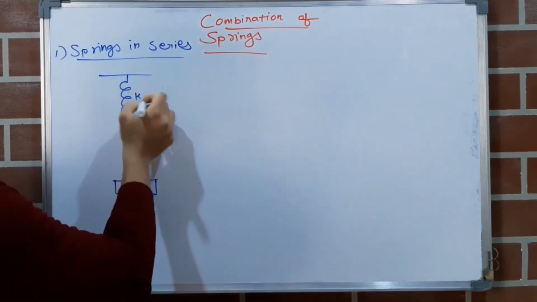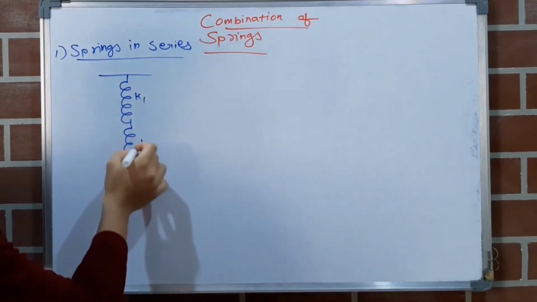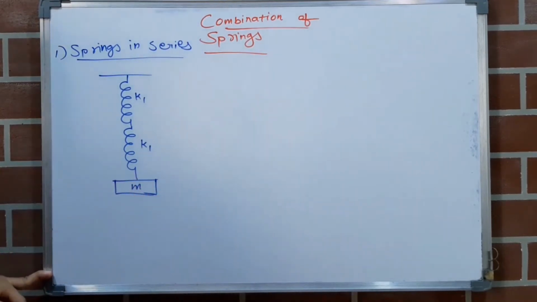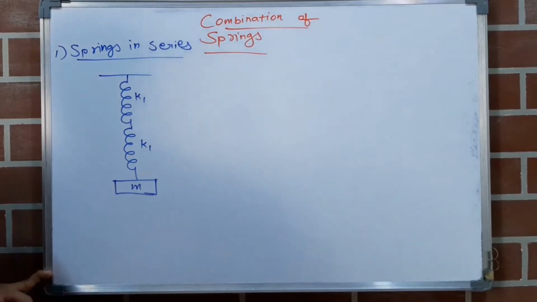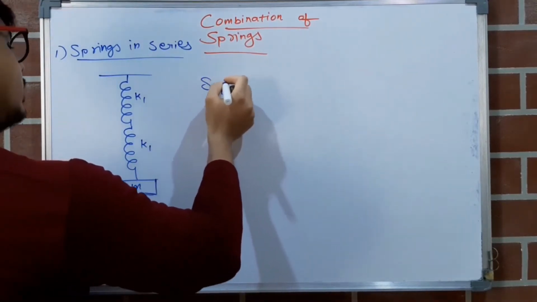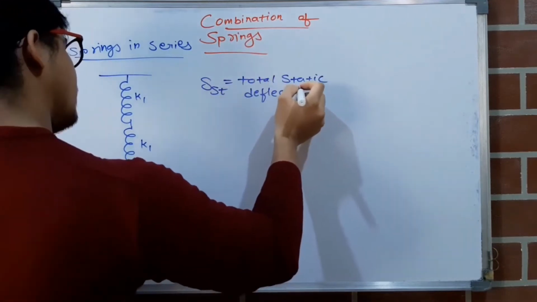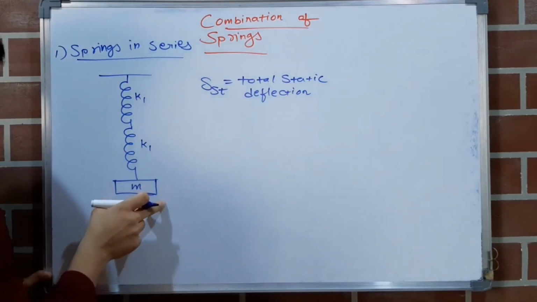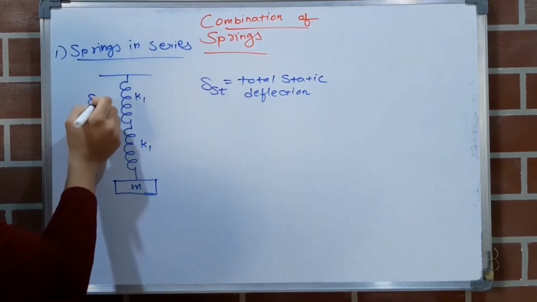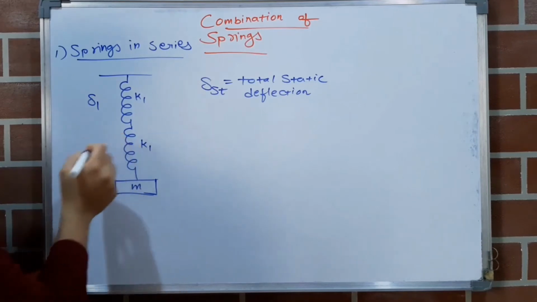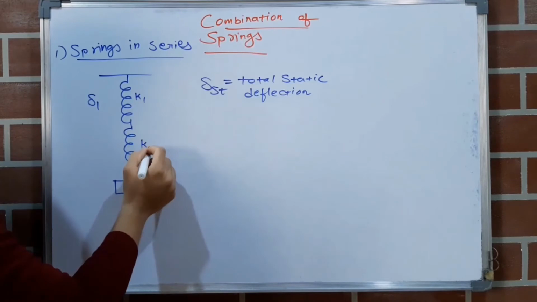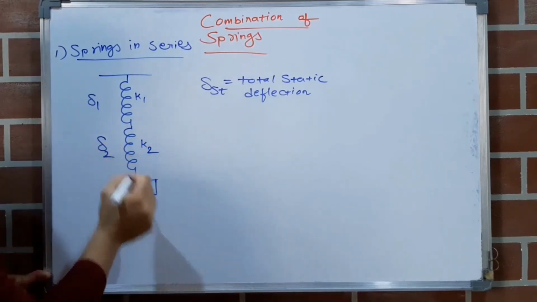Let's say this is spring 1 with stiffness K1 and spring 2 with stiffness K2, and it is loaded with the mass M. Due to this mass M, there will be a static deflection. We will write delta St as the total static deflection. Now due to mass M, there will be an initial deflection in spring 1, which we will mark with delta 1, and an initial deflection in spring 2, that is delta 2.